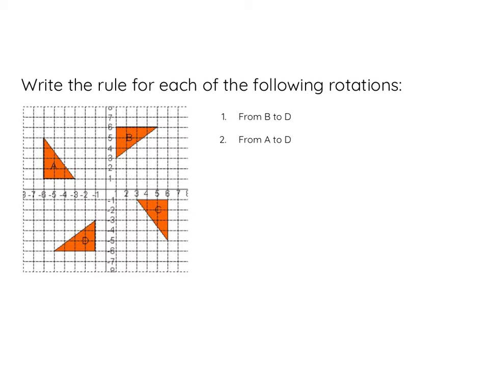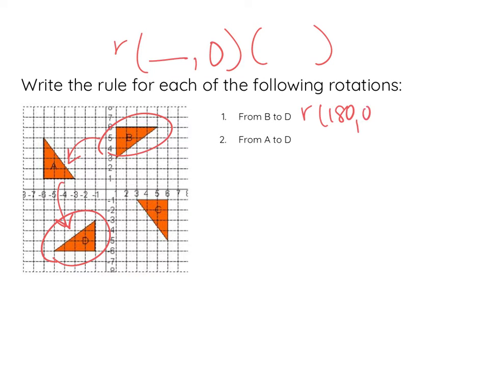Okay, so if I was going to write a rule for each of these, I'm just going to look at the first one, which says from B to D. So here's B. I'm rotating one quadrant, two quadrants to get to D. So that would be 180 degrees. Each quadrant that you rotate is 90. Okay, so my notation, right? Remember we just talked about r, blank, O, and then the shape. This blank, because we're rotating 180 degrees, we're going to have lowercase r, 180, O for origin, and then we're rotating shape B. So that would be the rule for that rotation.